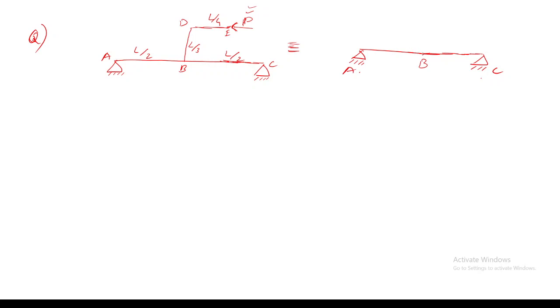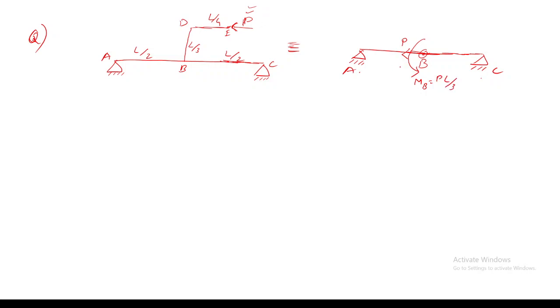Horizontal force and moment. We will be getting a horizontal force like this, acting at point B, and a moment. What will be the value of the moment? It will be PL by 3. I am denoting this moment by MB, which equals P into L by 3.